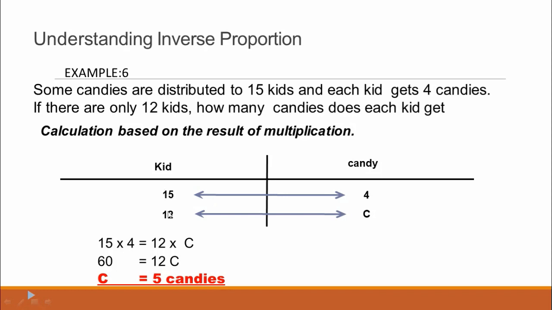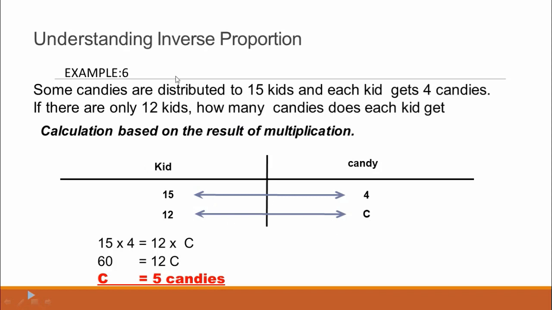So write 15 and 12 in the first column. In the first column write the first quantity. Now in the second column the second quantity is 4 candies, and the other candies quantity is unknown. So write the candy 4 and unknown. Suppose the unknown candy is represented by C.